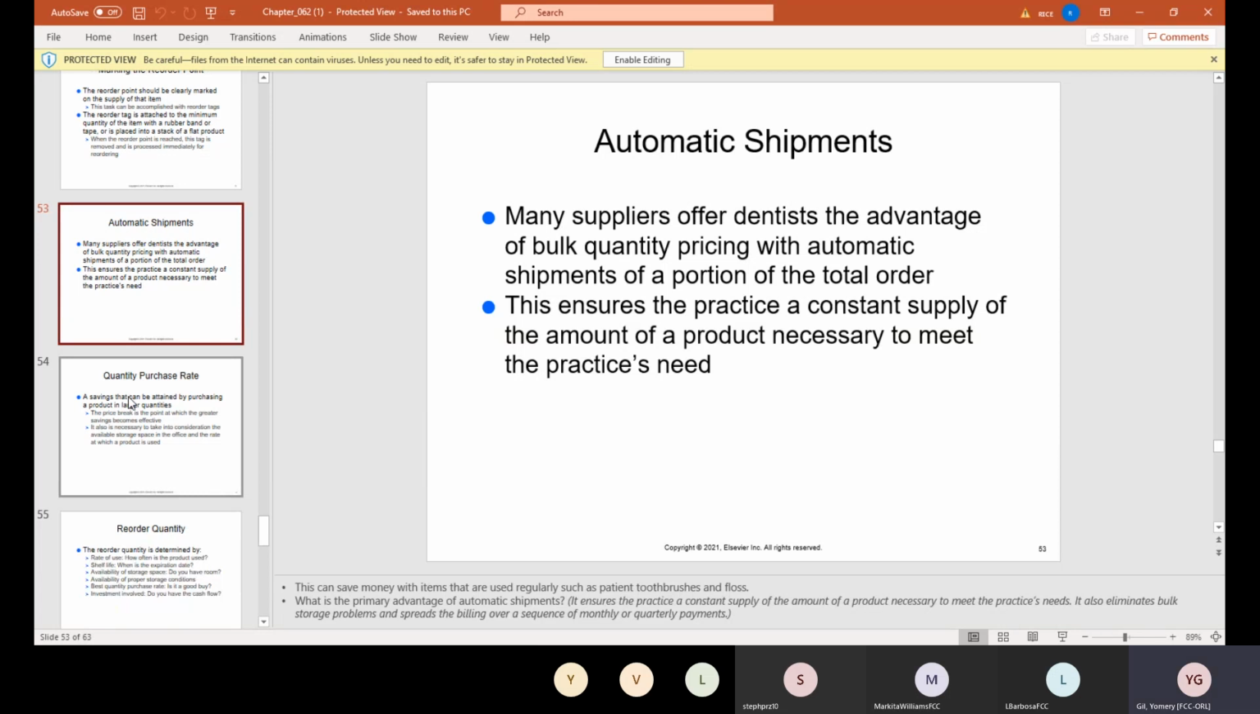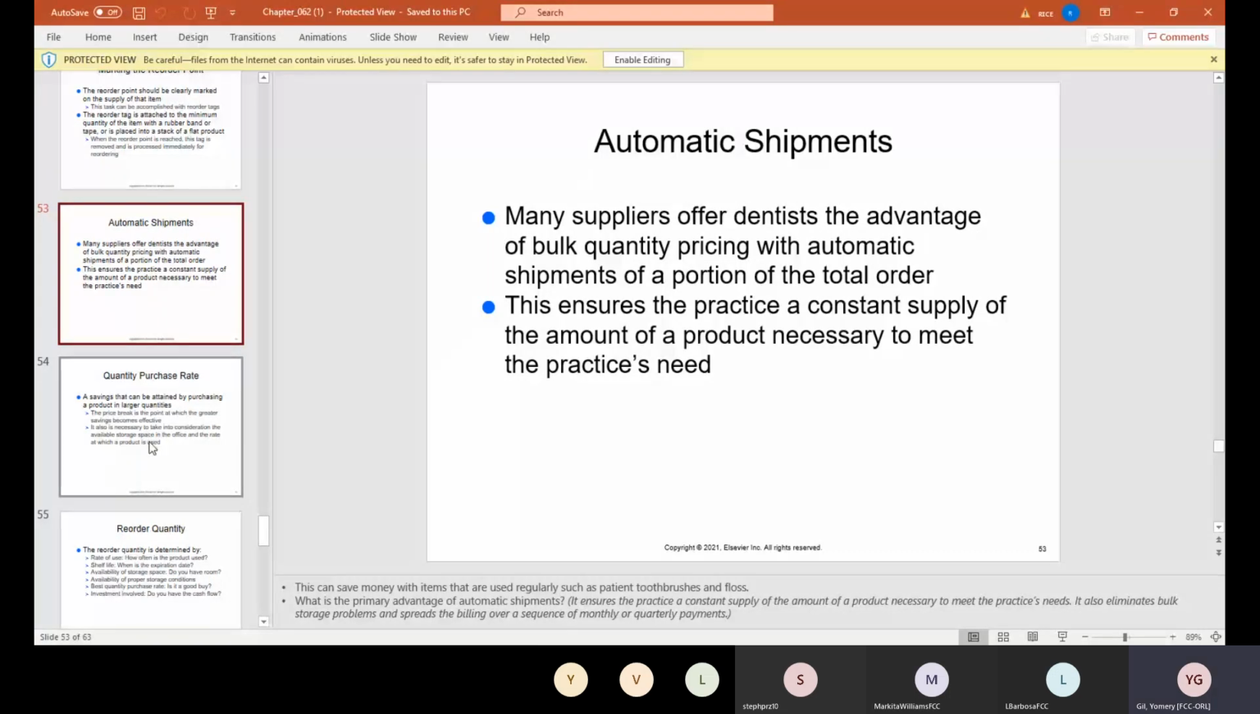Automatic shipments. Many suppliers offer dentists the advantage of bulk quantity pricing with automatic shipments of a portion of the total order. This ensures that the practice has a constant supply of the amount of a product necessary to meet their practice needs. So it's basically like a subscription. Every month you'll get the item that you need at the quantity that you need, and you don't have to worry about always ordering because it'll just come in automatically.